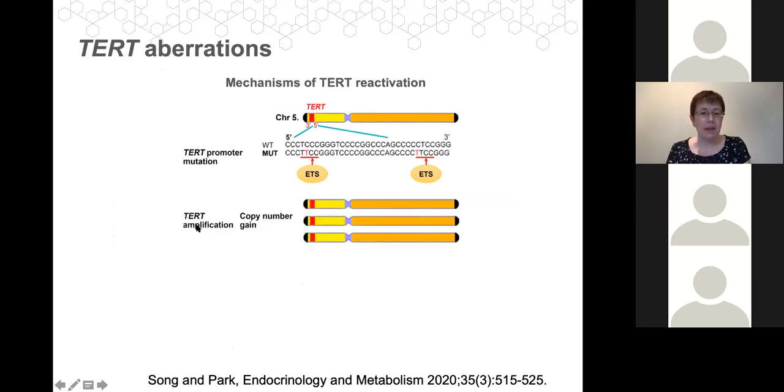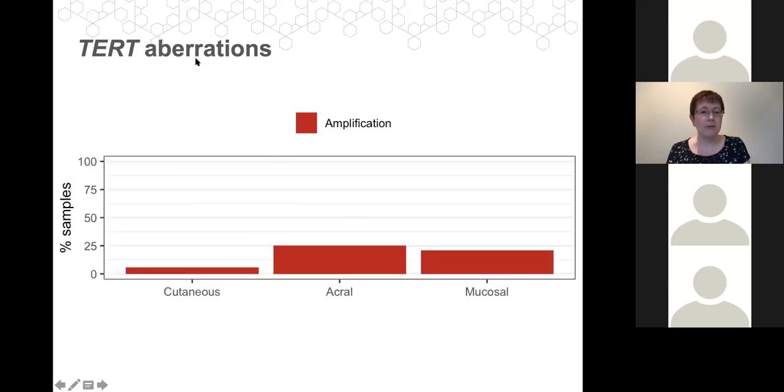So TERT amplification, that is copy number gain, is also another way of gaining TERT reactivation. And I previously mentioned TERT in the context of chromosome 5 complex rearrangements. Again, we see more of these in the acral and mucosal subtypes than we do in the cutaneous, due to the presence of these complex rearrangements on these chromosomes.